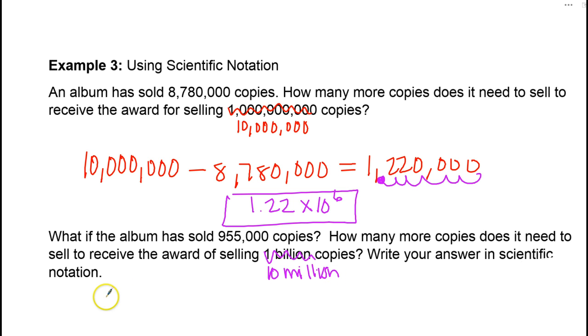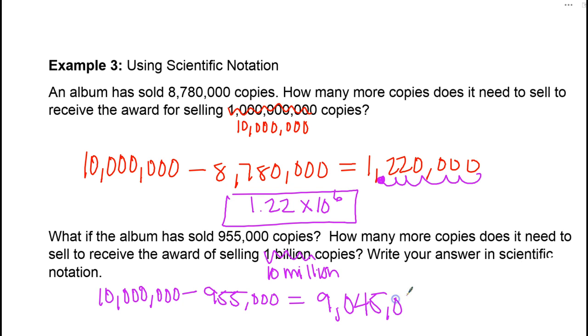Okay, so same thing. Let's take 10 million and subtract 955,000. And when you do so, you get 9,045,000 copies. To write that number in scientific notation, the decimal goes between the 9 and the 0. And this is now 9.045 times 10 to the 1, 2, 3, 4, 5, 6th power.